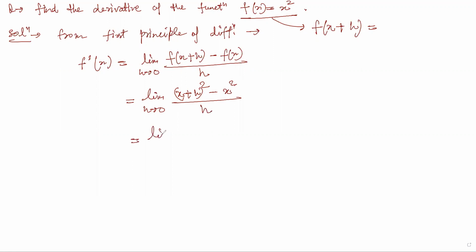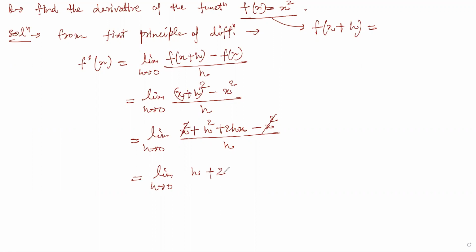is equals to, this will come out as, you can open the square. So this would be x square plus h square plus 2hx minus x square divided by h. x square gets cancelled out. h can be taken common from both of them, separated from both of them. So this will look like limit h tends to 0. This is h square upon h is h, plus 2hx divided by h is 2x. If you put h as 0, you get 2x. So your f dash x is 2x.